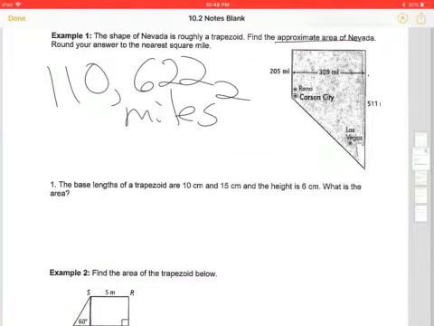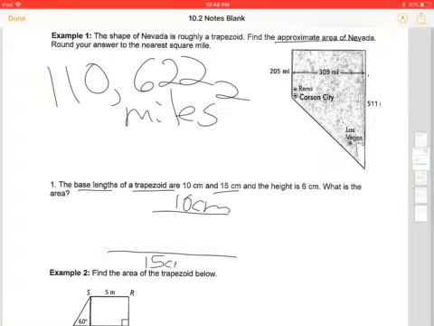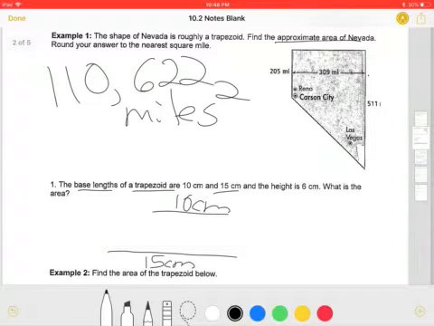If we have this trapezoid where our base lengths are going to be 10 and 15, when you're really good at these problems, you can just kind of draw them out as you're reading through them. And there's a height of 6.